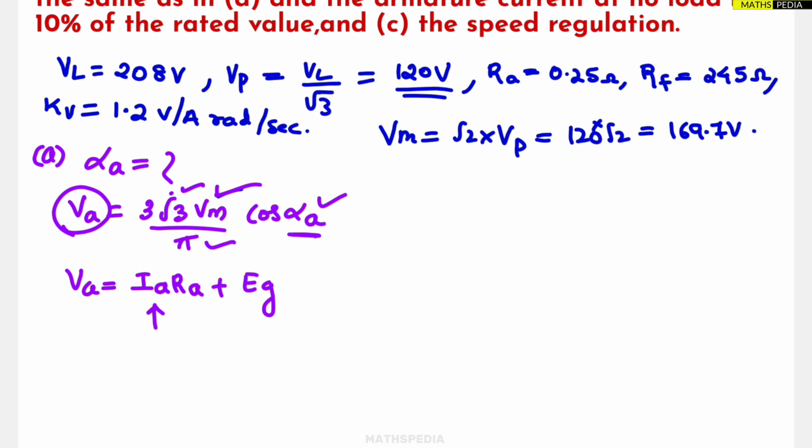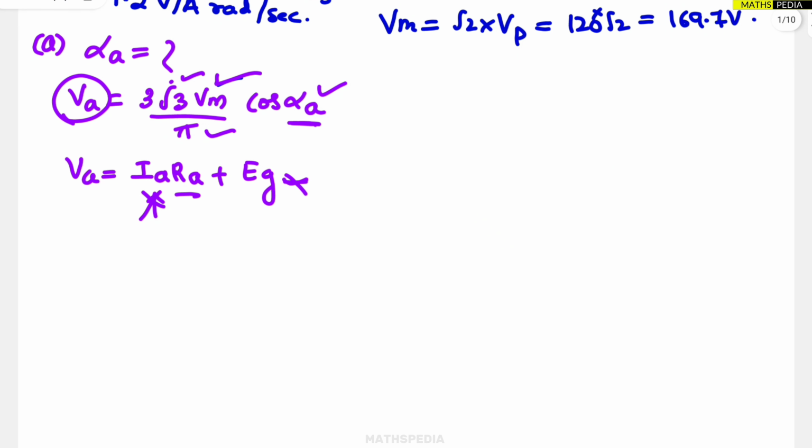IA value is not given. RE value is given, EG value is also not given. So two things are not given, IA is also not given. So let us first find out IA.